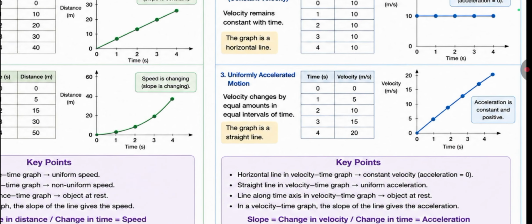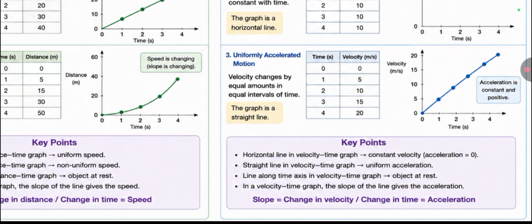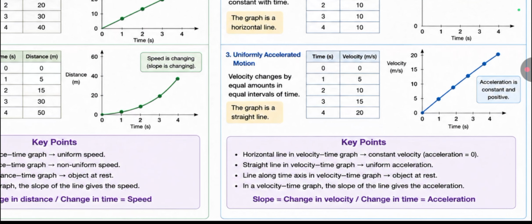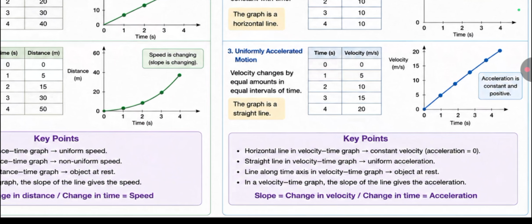In a velocity time graph, a horizontal line indicates constant velocity.